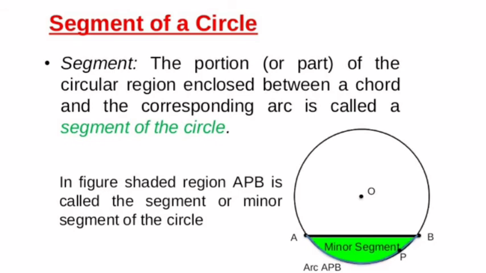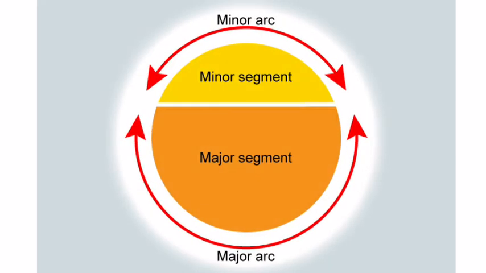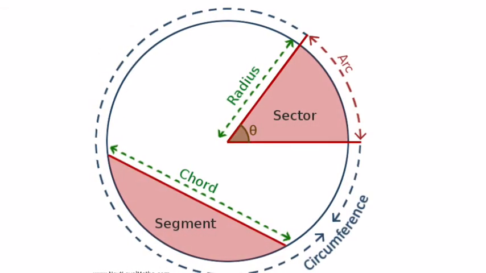The second important part of a circle is the segment. It is the portion of the circular region enclosed between a chord and the corresponding arc. Here also there is a minor segment and a major segment. The smaller portion is called the minor segment and the bigger portion is called the major segment. So once again, what are the important parts of a circle? Radius, diameter, chord, sector, angle of the sector, segment and circumference.